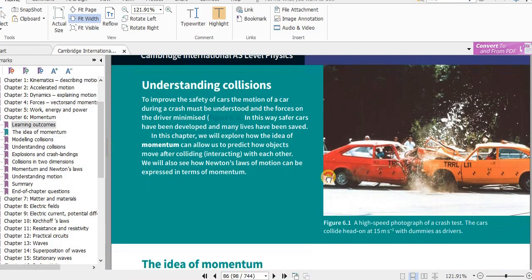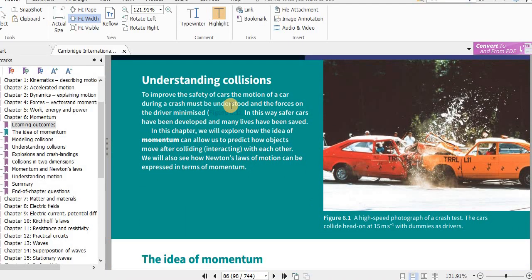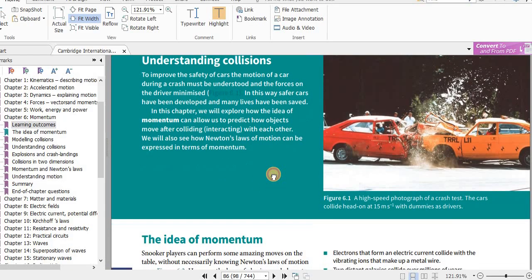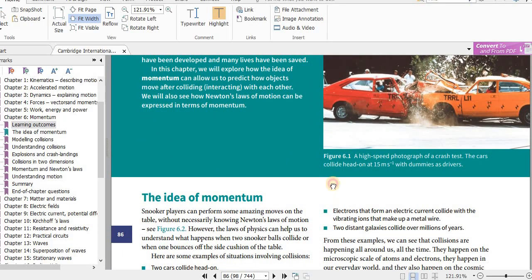To improve the safety of cars, the motion of a car during a crash must be understood and the forces on the driver minimized. In this way, safer cars have been developed and many lives have been saved. In this chapter, we will explore how the idea of momentum can allow us to predict how objects move after colliding, interacting with each other. We will also see how Newton's laws of motion can be expressed in terms of momentum.